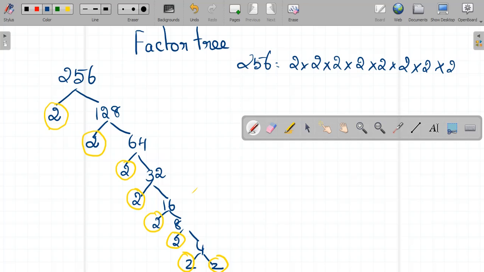With this we will end the session. In the next session we will see about what is called HCF.